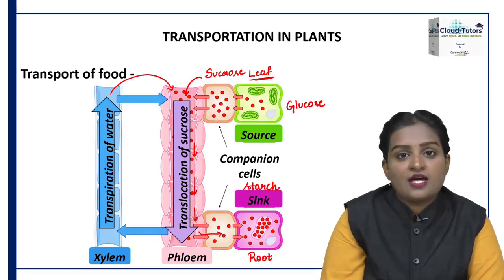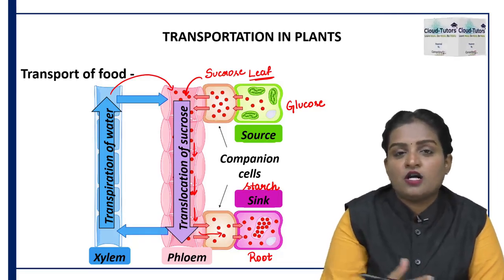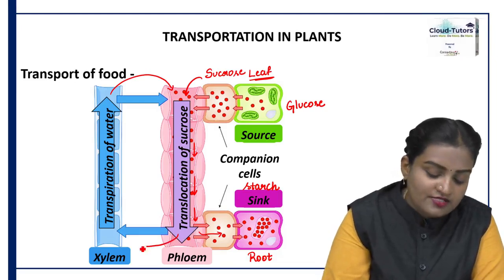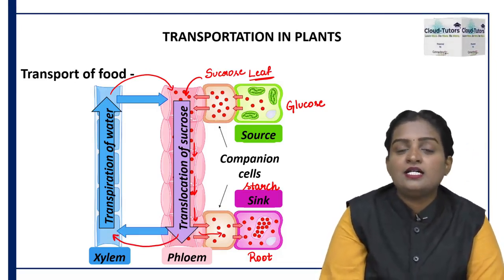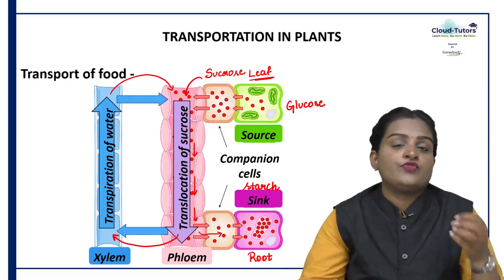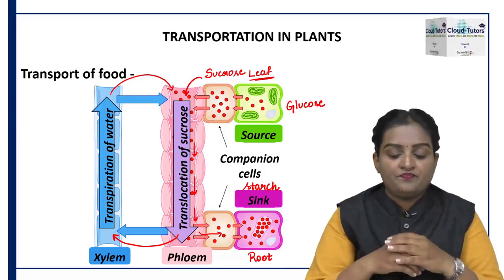And once the sucrose is gone out of the phloem, the water will go back to xylem and the cycle continues until the excess glucose is stored as starch.